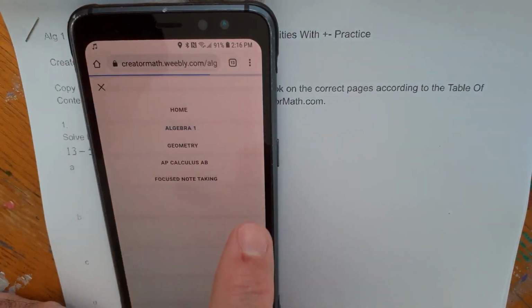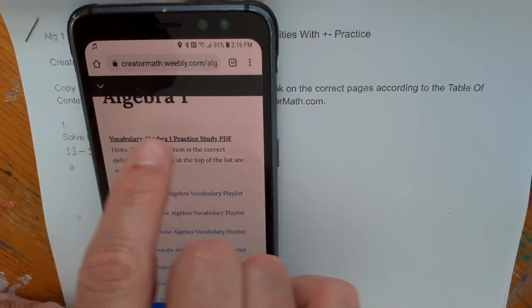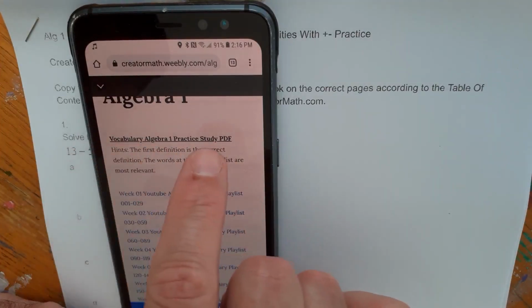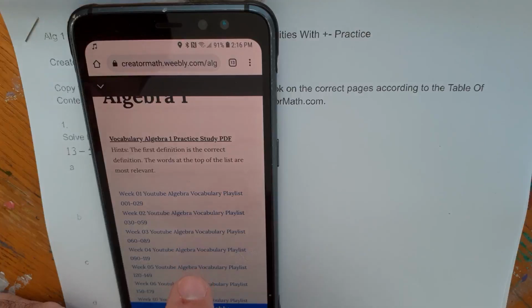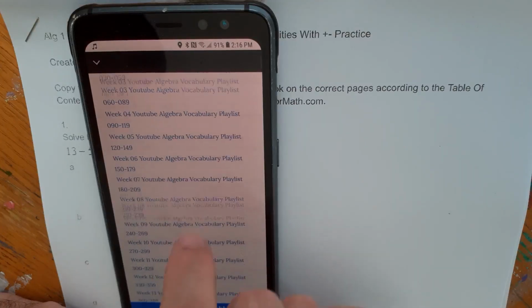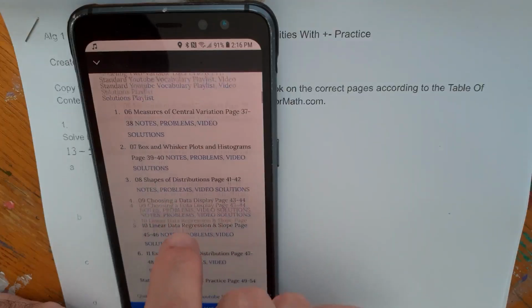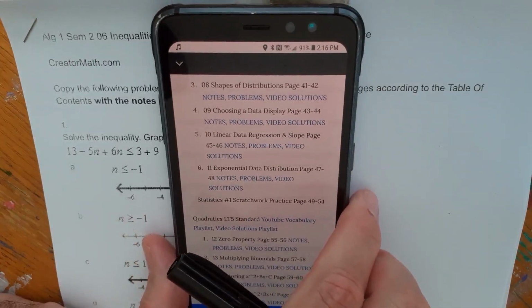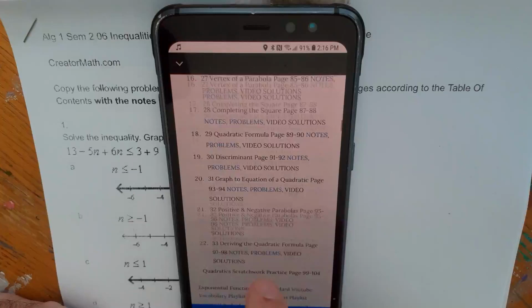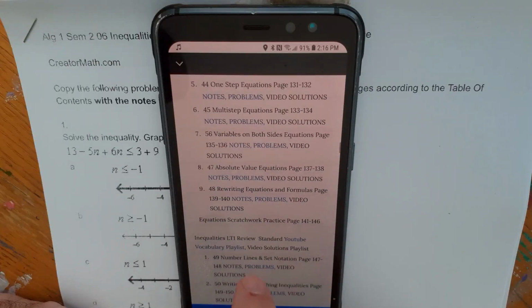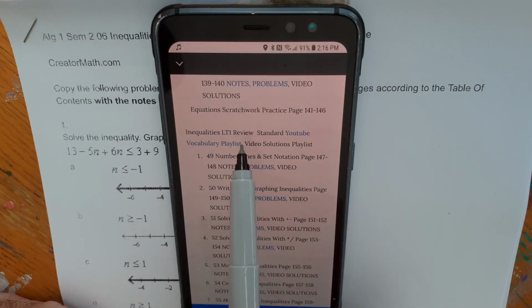We're going to go over to the Algebra 1 tab where all the notes are, where the vocabulary is. This document right here has all the vocabulary for the whole year. And let's see, scroll down past vocabulary. Let's scroll down to Semester 2. Let's scroll down to this unit called Inequalities Review. It's number 6. Inequalities Review, there it is.